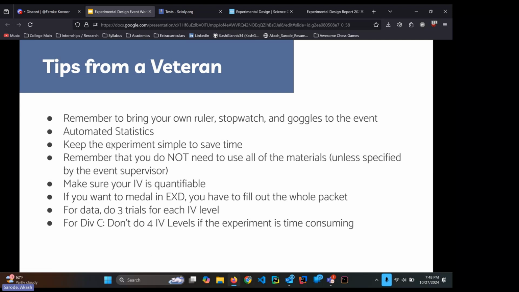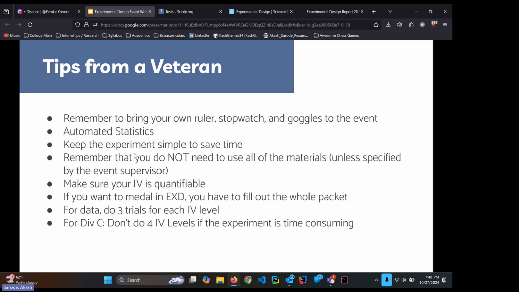It's not that difficult. Something else to keep in mind is that you want to make your experiment as simple as possible to save time. The reason I'm saying this is because as long as you adhere to the topic, you're not going to get a penalty or lose any points for having a really simple experiment.